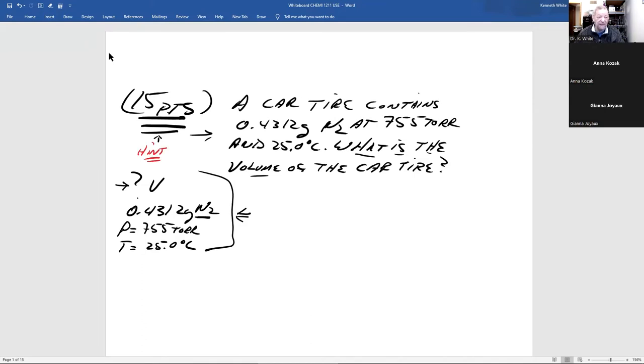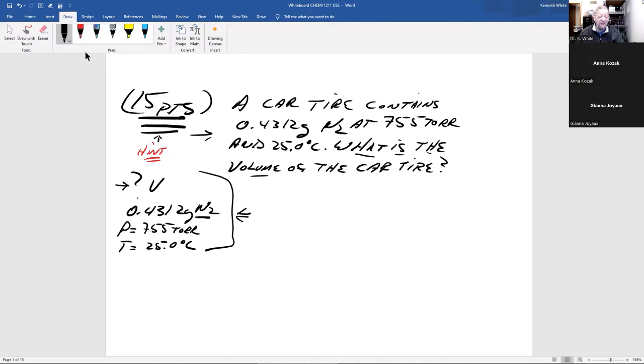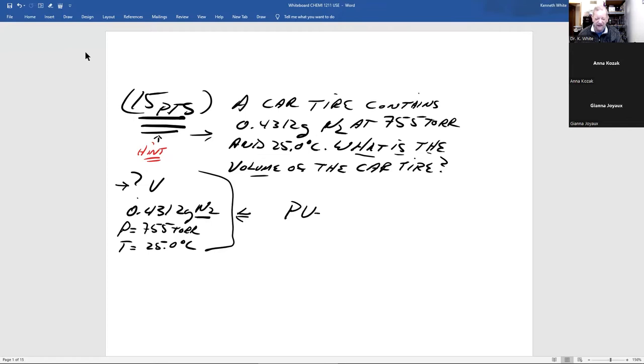And by the way, it's 15 points. Of all the semester, this is the highest point problem I'll ever give. And as soon as you see all those plus the hint, you know you're dealing with PV equals NRT, the ideal gas law.